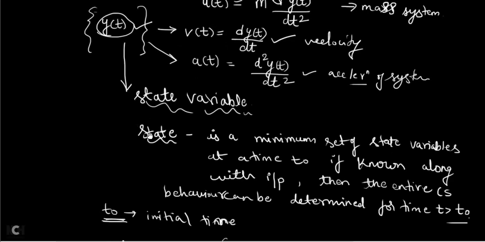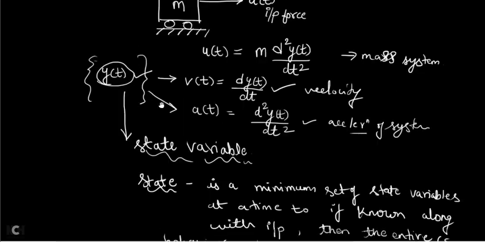So there is not much difference between state variable and state. The definitions you can write as the same only. Okay, so what is the minimum required? Minimum you require y of t, then only from that you can calculate the velocity and the acceleration, right? So the minimum requirement is y of t. That minimum requirement is nothing but the state variable.